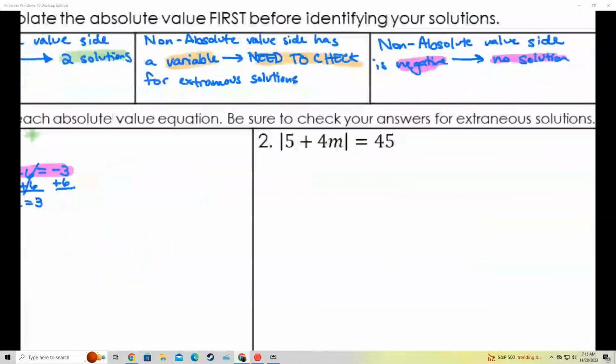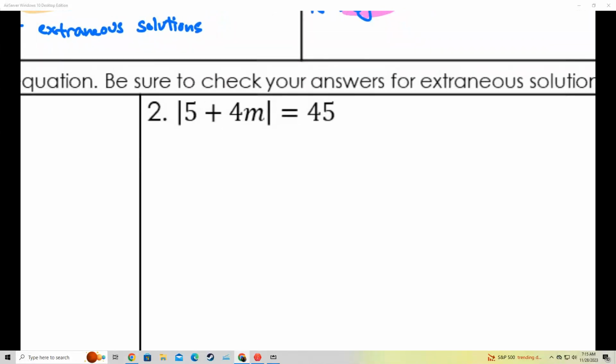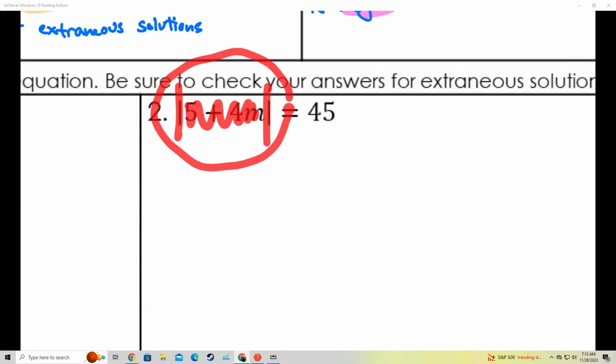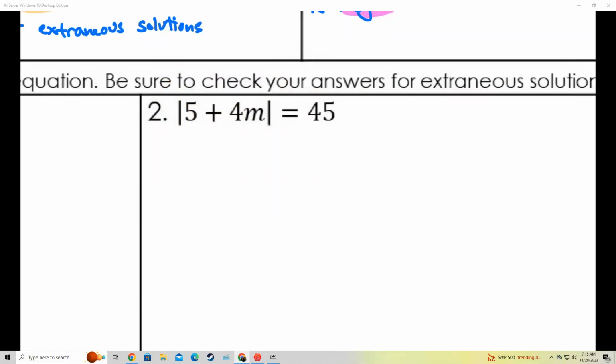Let's take a look at number 2. Same thing with number 2. We're going to see, is that absolute value isolated? The answer is yes. I'm taking the absolute value of something. There's nothing around that absolute value on this side of the equation. So that absolute value is isolated. And the next thing I'm going to notice is this number over here, my answer in this case is positive. So that means I must have two different answers.